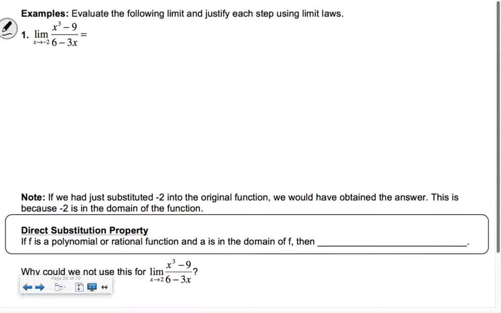No. So what would be an example of one that would not work, if we couldn't plug something in? It does not exist. Yeah, if it doesn't exist. So there have to be these other ways to solve this using other things, okay? So that's what we're going to do.